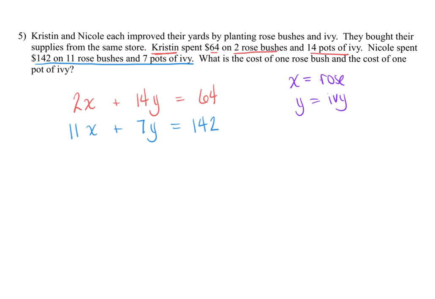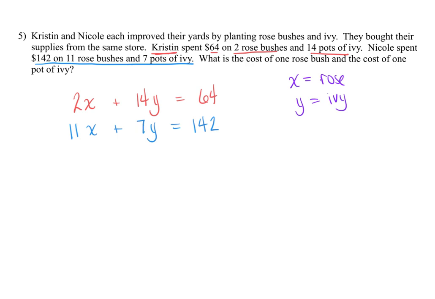A couple things here. You can multiply by anything and you can divide all the way across. So if I'm solving this by elimination, I could take the second one and multiply by negative 2. How would that help me? Well, if I multiply this by negative 2, it gives me negative 14. Positive 14, it will cancel, all right?